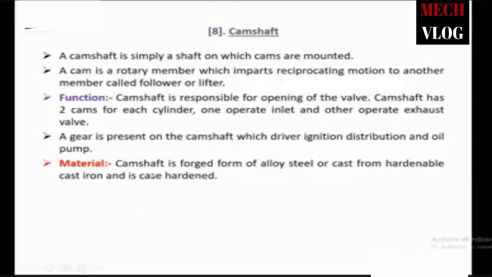The material: the camshaft is forged from alloy steels or cast from hardenable cast iron, and it is case hardened. Case hardened means hardening the outer layer of the metal while the inner layer remains softer. That is called case hardening. So this is all about the camshaft.